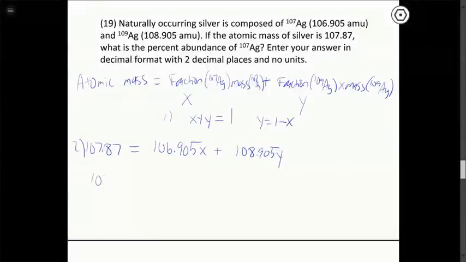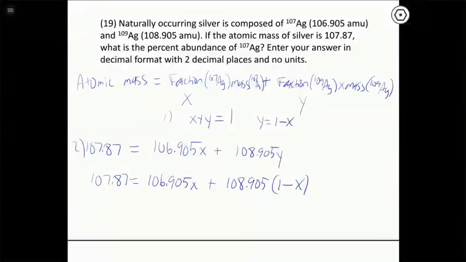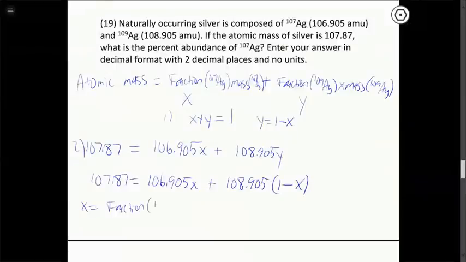So 107.87 is equal to 106.905 x plus 108.905 times 1 minus x. So the second fraction here is just 1 minus the first one. And so we solve for x, which is the fractional abundance of the smaller isotope, which comes out to 0.5175. And then the percent abundance is just that times 100.